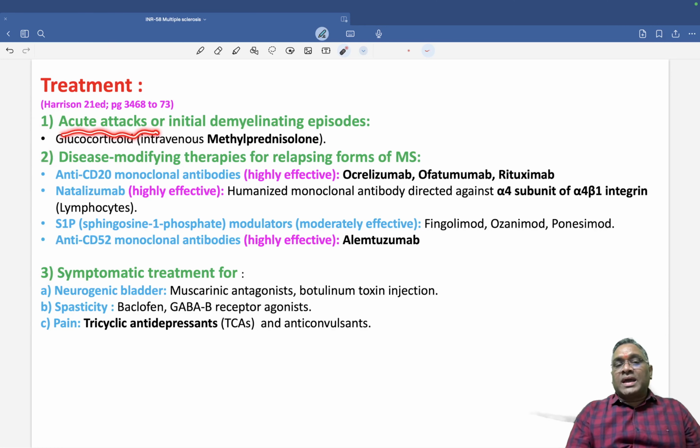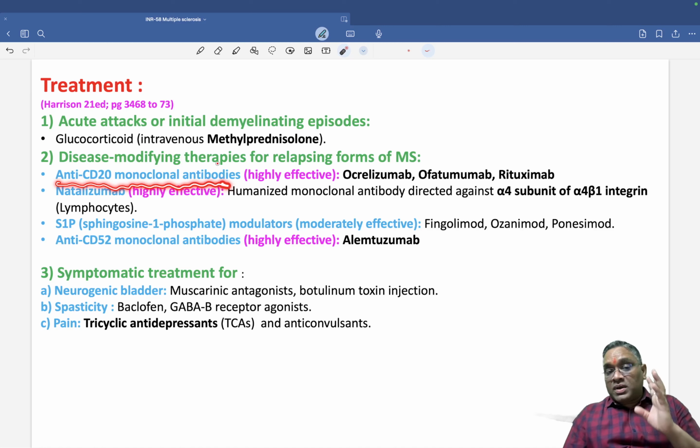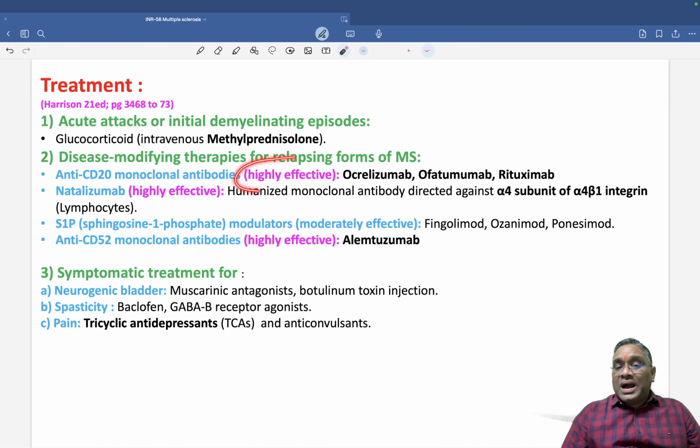For acute attack or initial demyelinating episode, we will use glucocorticoid, IV methylprednisolone for example. For disease modifying therapies for relapsing form of multiple sclerosis, we are going to use anti-CD20 monoclonal antibody. Remember, anti-CD20 monoclonal antibodies are highly effective. This is the point you have to remember. And who are the examples? Ocrelizumab, ofatumumab, and rituximab. These are three important drugs we have to remember.